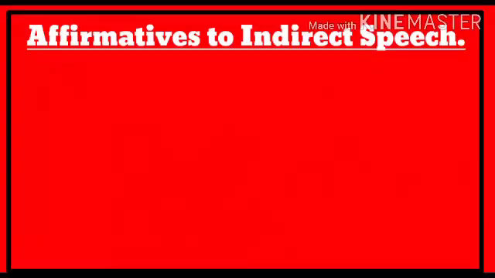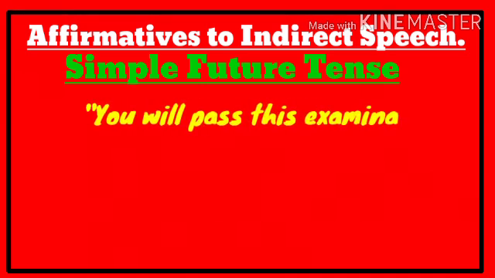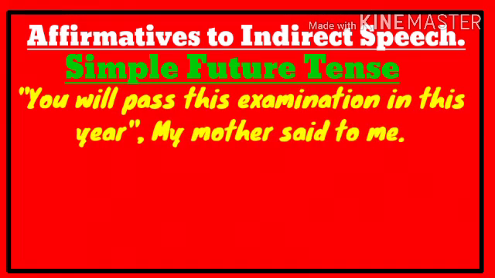Now let's move to the future tense. Remember, to change future tense to indirect speech, the only tense rule is will changes to would, shall changes to should. But the rules of pronouns and others will continue as it is. See the example. You will pass this examination in this year, my mother said to me.